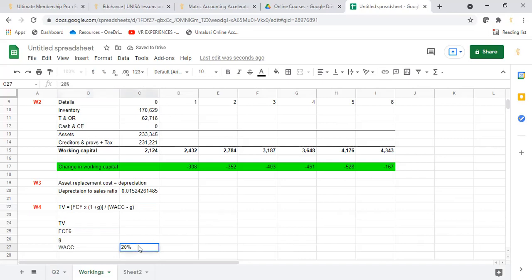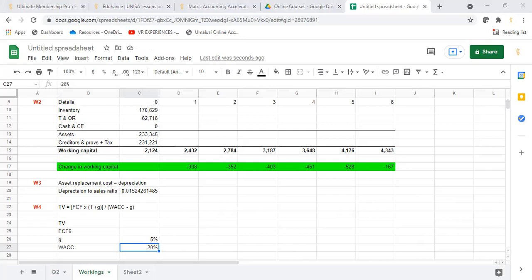WACC is the 20%. G is the 5%, which is given in note number 9. Okay, so G is at the inflation rate that's going to grow forever and ever. Okay, let me just quickly go check. So G is the growth rate into the foreseeable future. So there you see afterwards an estimated growth into perpetuity of 5% in cash flows is expected. Okay, so that is why I use that.